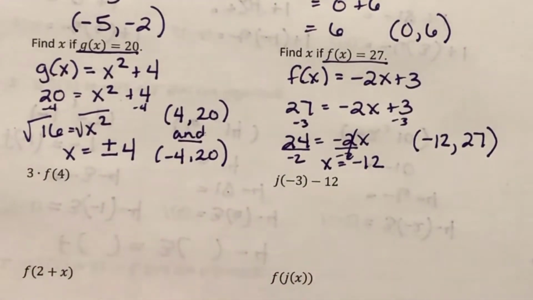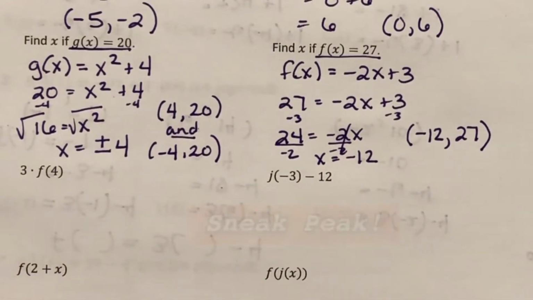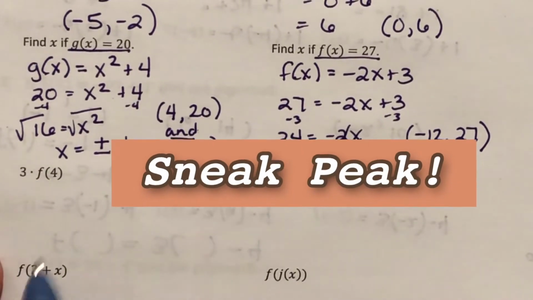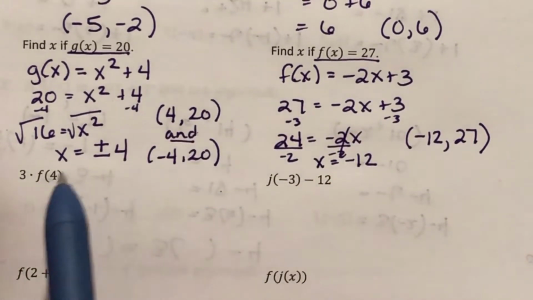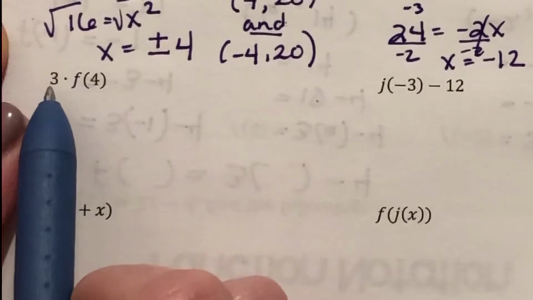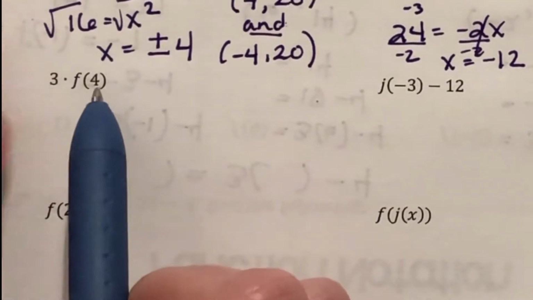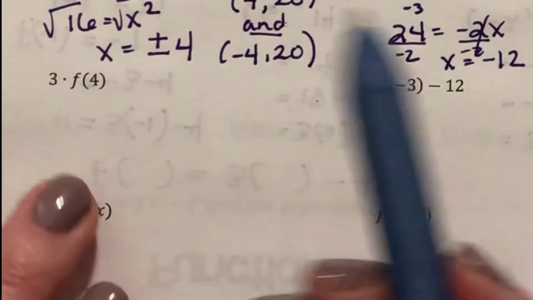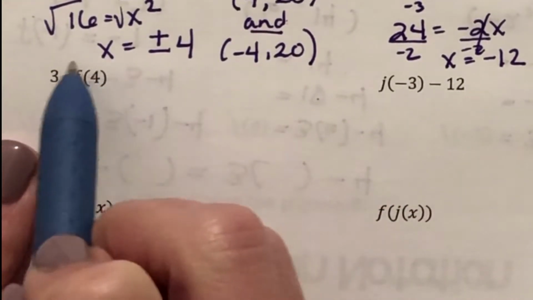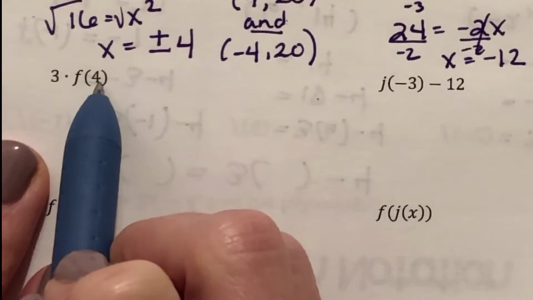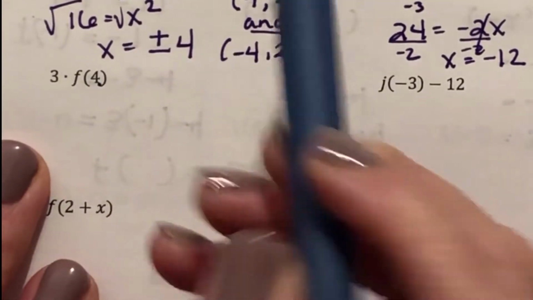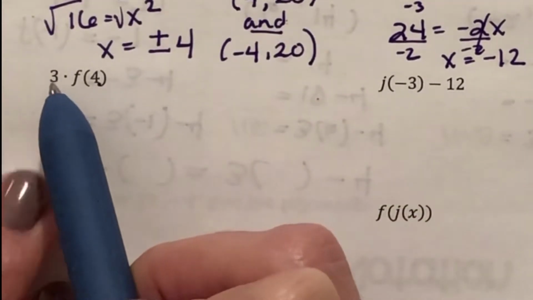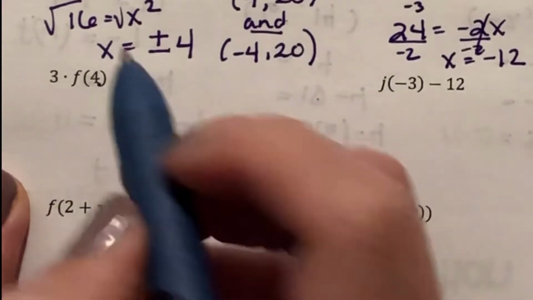All right, the next 4 are kind of a preview into some composition of functions. So let's see, this right here, 3 times f of 4. Well, my goodness sakes, what does that mean? That simply means I'm going to find f of 4. I'm going to plug 4 into my function f, get an output, and then I'm going to multiply that by 3. So what does that look like?